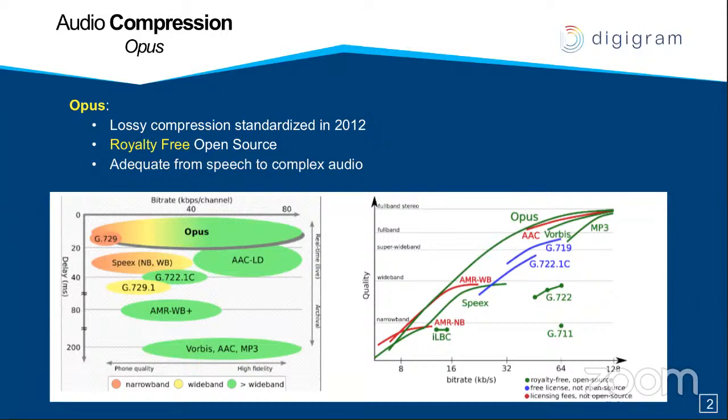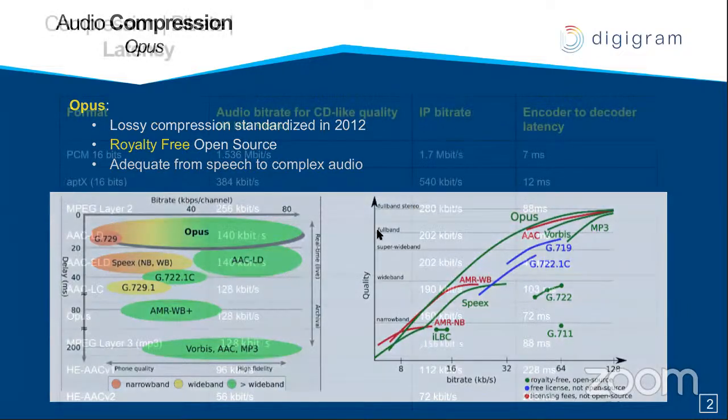It's a lossy compression that was standardized in 2012, and it's considered adequate from speech to complex audio or music. So you can see right here, we have full band stereo, super wide band, narrow band, different bit rates over here. And Opus kind of can span and work along all of them. This chart is attempting to compare Opus to the various forms of AAC and G711, and on it goes.